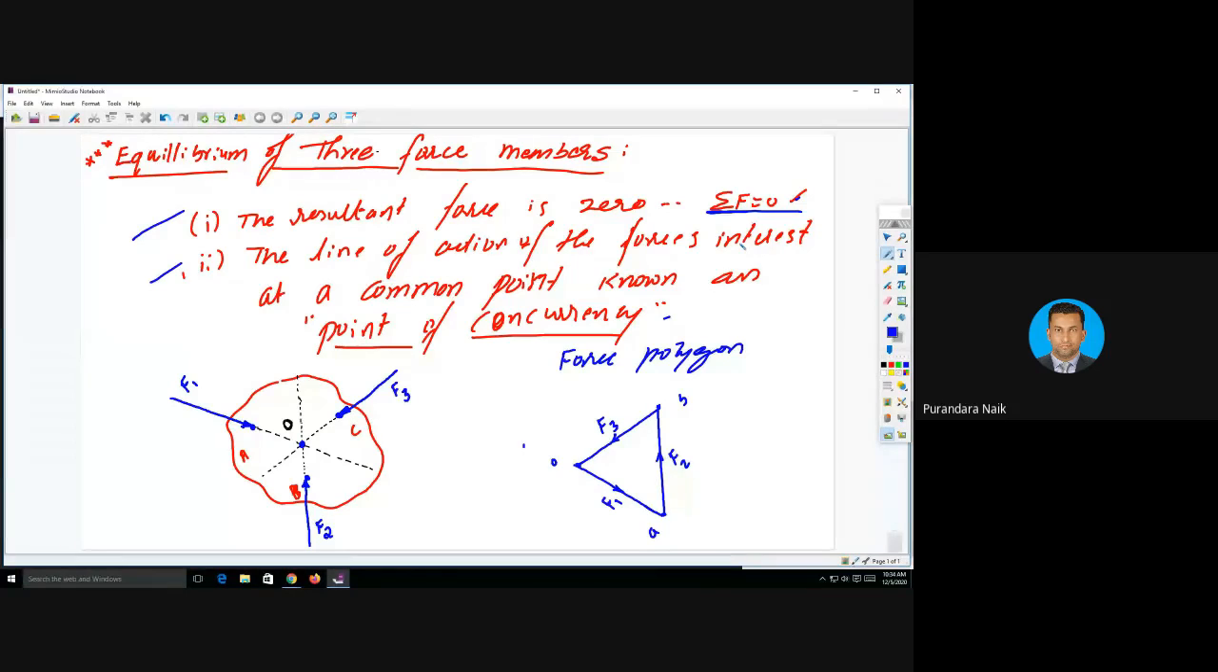Is it okay? But the graphical method is somewhat easy compared to the analytical method, because the analytical method takes lengthier calculation, so it takes time. Are you clear? Any doubt in this? Any doubt?